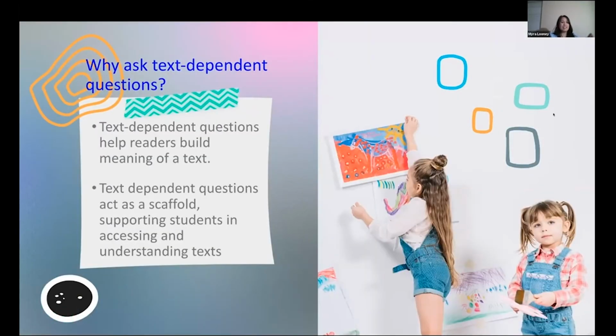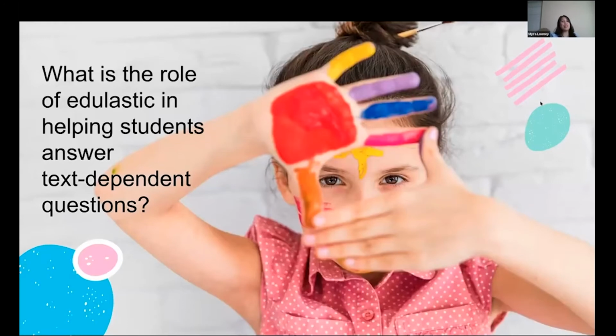So why ask text-dependent questions? Text-dependent questions help readers build meaning of a text. Text-dependent questions act as a scaffold, supporting students in accessing and understanding the text. So they always have to refer back to it. And the way Edulastic has built it, you will be able to love it more. Next, please. So what is the role of Edulastic in helping students answer text-dependent questions?